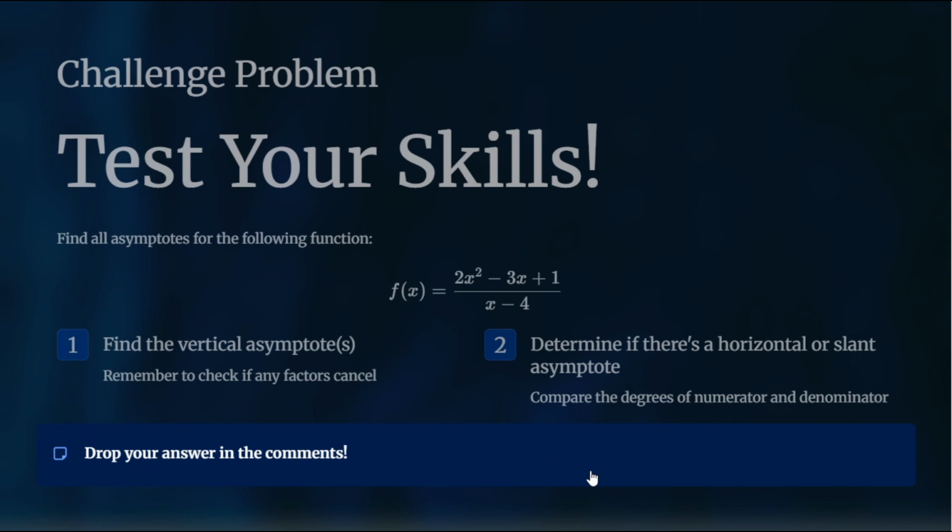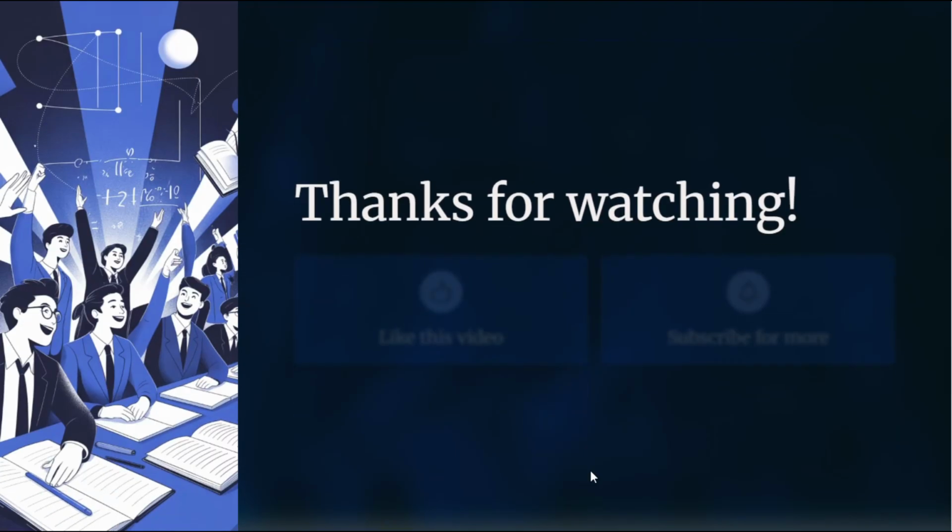Now you can confidently find vertical, horizontal, and slant asymptotes for any rational function. You know the rules that make asymptotes easy to identify.